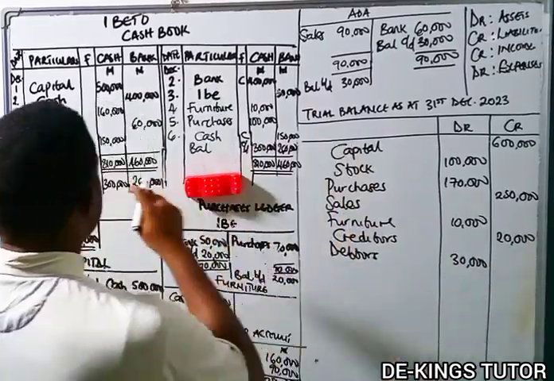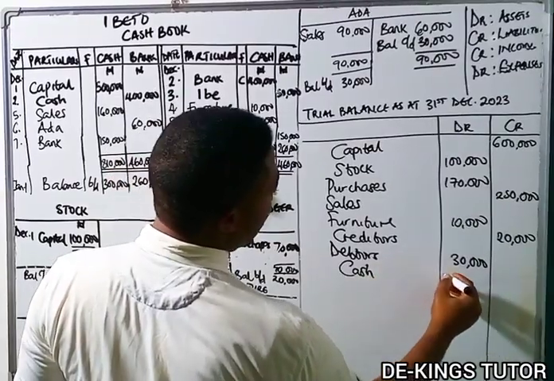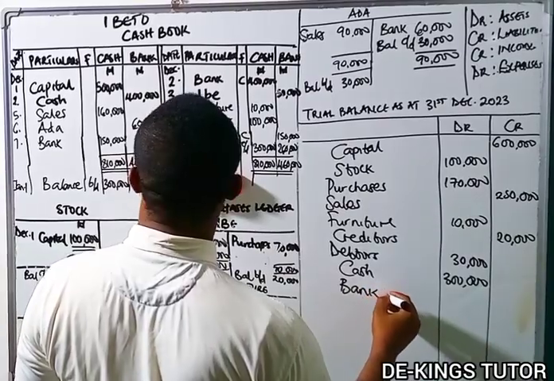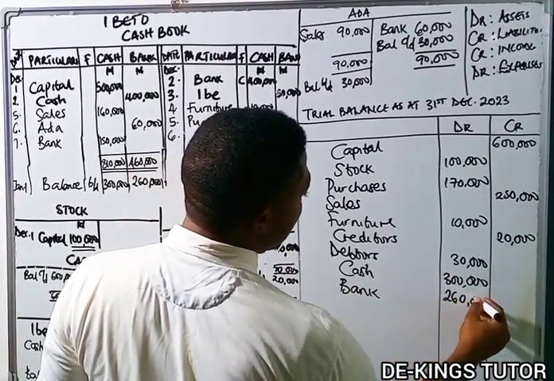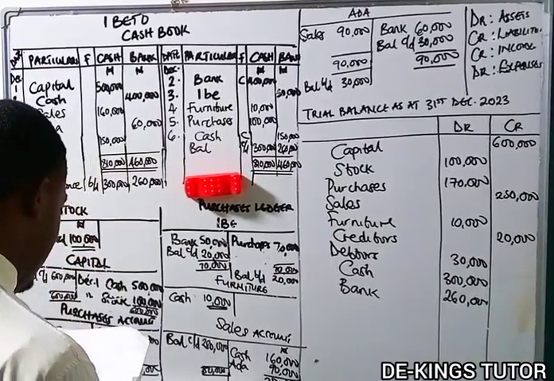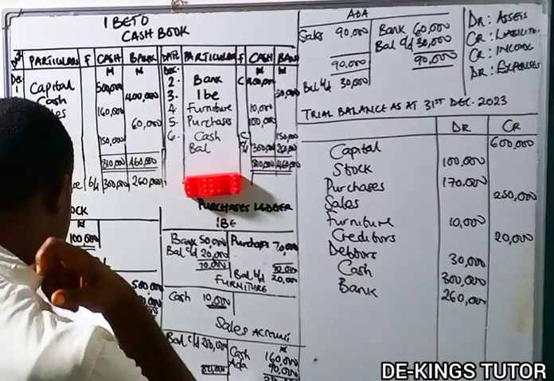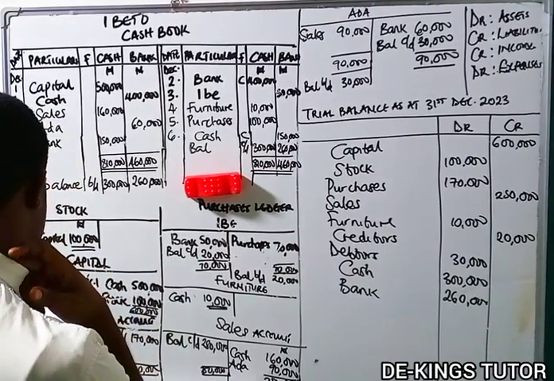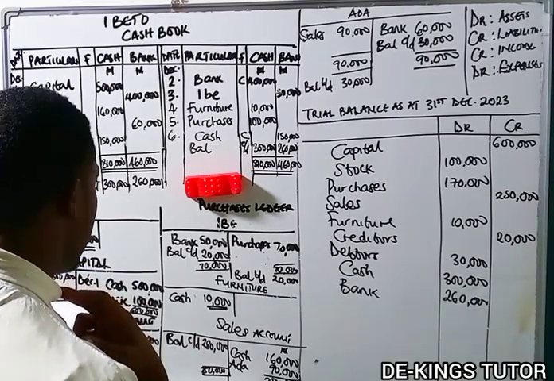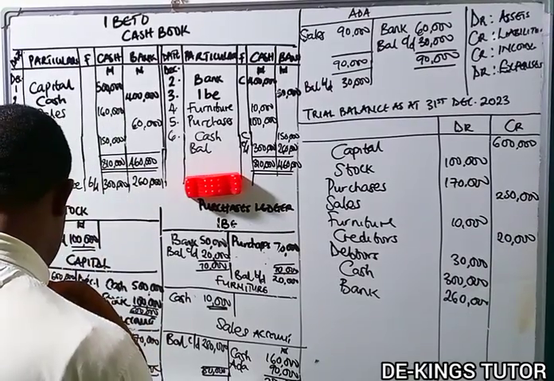Okay. Then our cash and bank. So I have cash, 300,000, and we have our bank, 260,000. Both are assets. Okay. So now let's check if there is something we are missing. So we've done capital, purchases, sales, debtors, creditors, furniture, stock, cash, bank. Nine, nine.